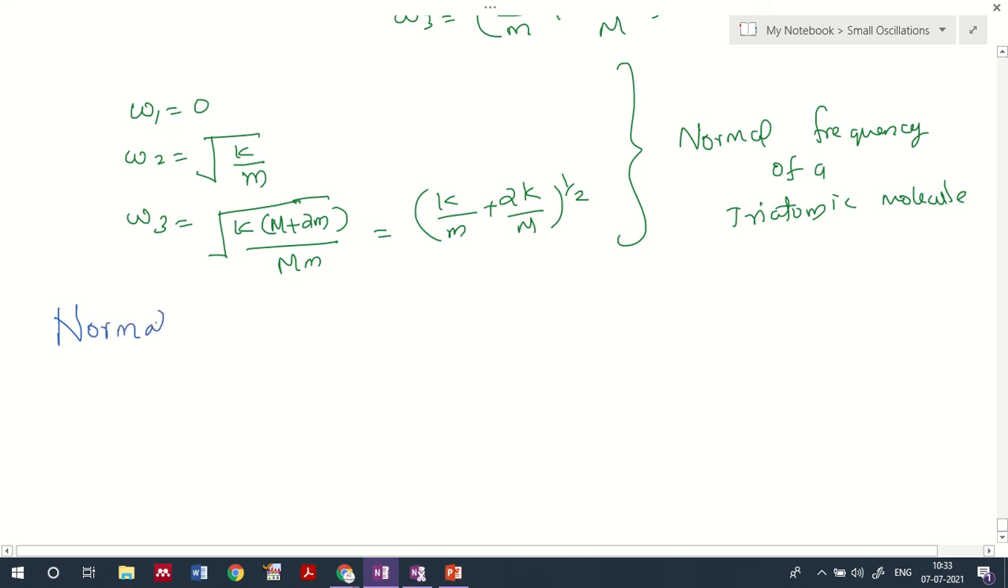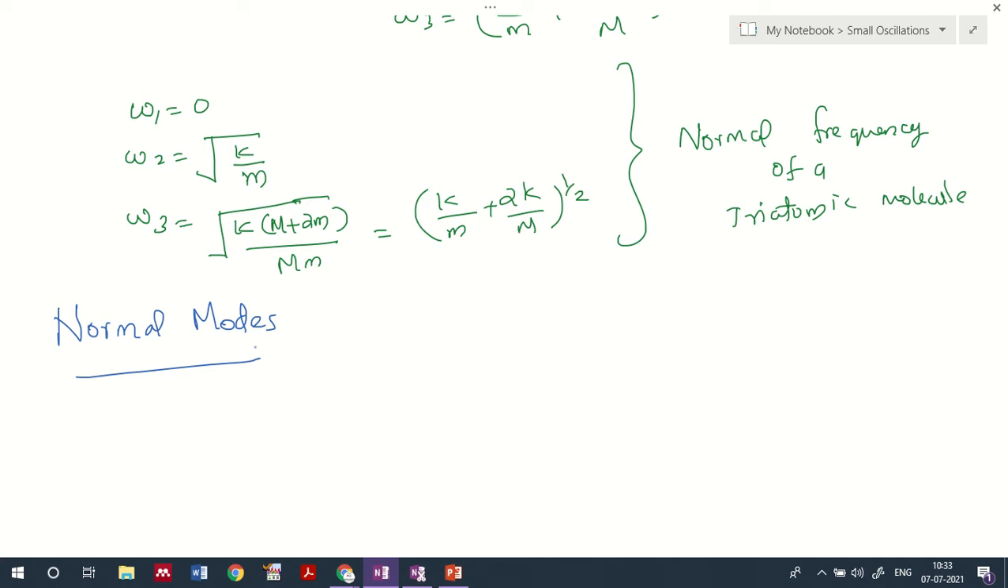So now we have the frequencies associated with this. Now we need to find the normal modes. So we said that normal modes means what? It is a coupled motion described by a normal coordinate. So any coupled motion described by a normal coordinate, we call a normal mode.